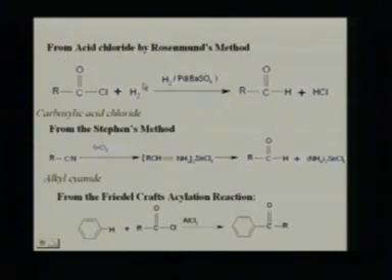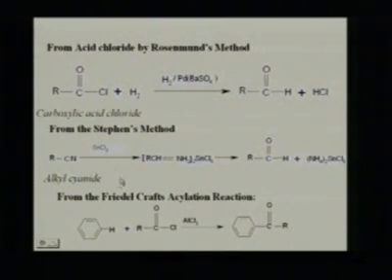Aldehydes and ketones can also be prepared from the acid chloride using the Rosenmund method. In this method we use palladium as a catalyst along with barium sulfate. Barium sulfate is actually used to stop the reaction at the level of the aldehyde. We will not get the other product.